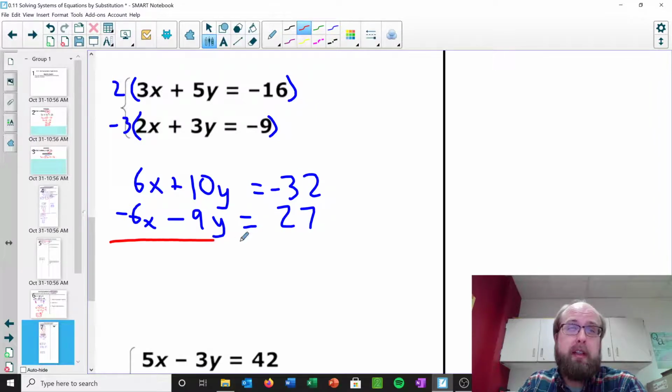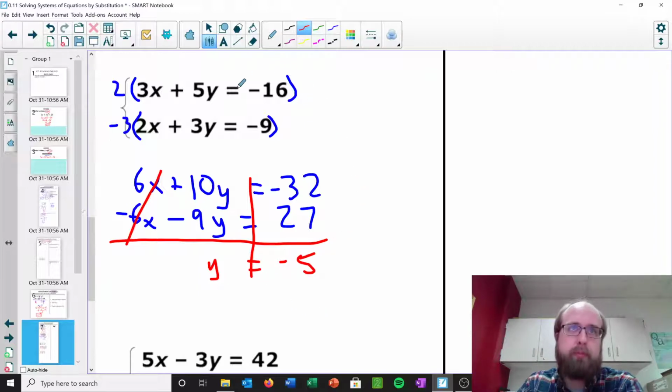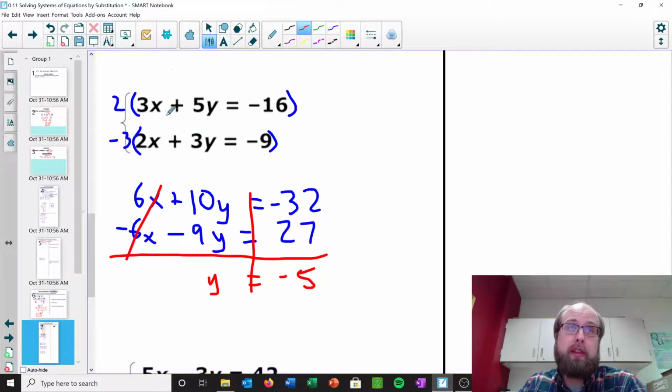Now if I add these together, notice I made it so the x's would be 6x and -6x. They'll cancel out. And so again, you're just trying to find a way to multiply this so that basically the numbers are the same. One's positive, one's negative, so they cancel. We'd add everything else together. We get y equals -5. Okay? Take the y, plug it back in. And so that's the trick.